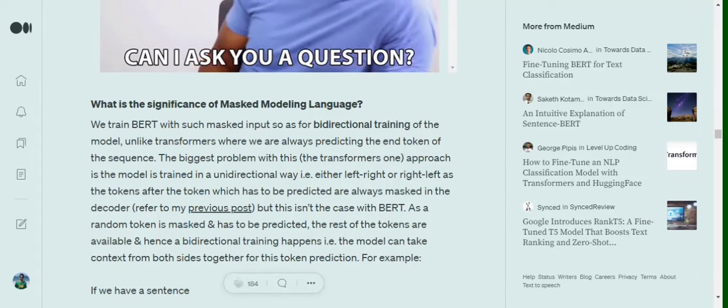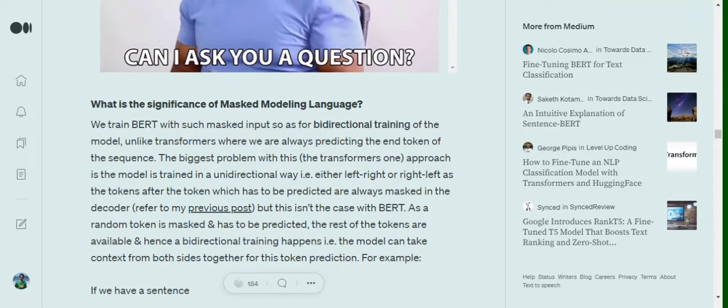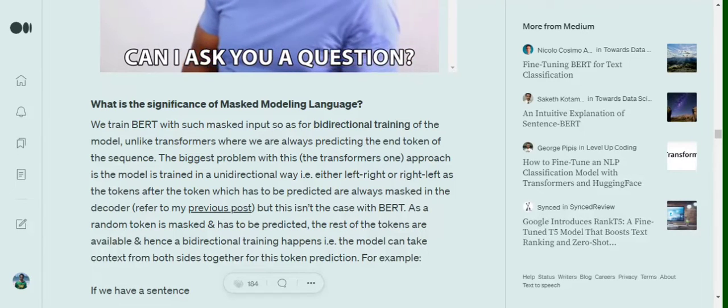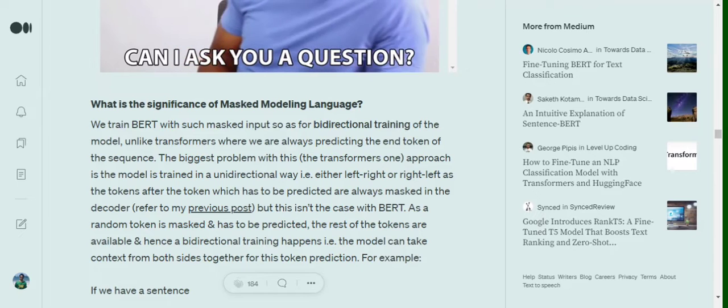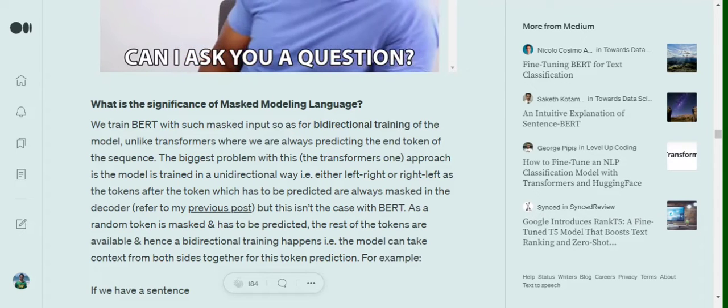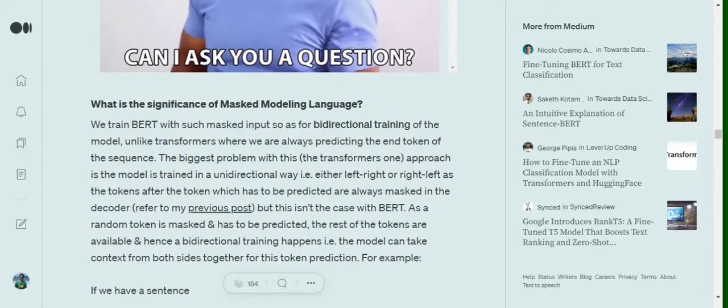Now a question comes in: what is the significance of masked language modeling? Remember in the point where we were discussing that BERT is a bidirectional training model, and transformers are not. So why is it so? This is because of masked language modeling. If you notice, in case of transformers, what we were doing is that we were trying to predict the next token given the previous tokens. So it was unidirectional. You don't have information from the future.